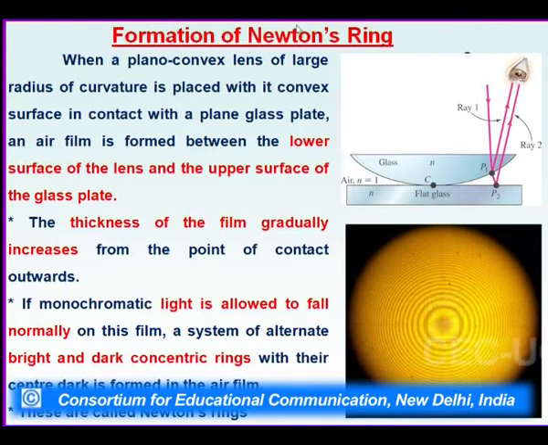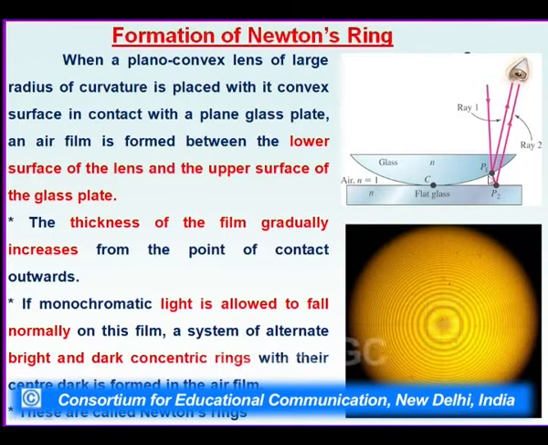Now, formation of the Newton's ring. How do we get the Newton's ring? Here, this is the flat glass plate and this is the plano-convex lens. Light from the source falls upon the plano-convex lens and then the glass plate. The light will reflect from the lower part of the plano-convex lens. Here you see the ray A1 falls upon the lower part of the plano-convex lens and light is reflected from here.